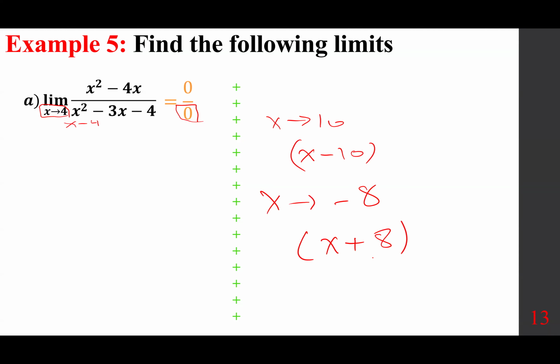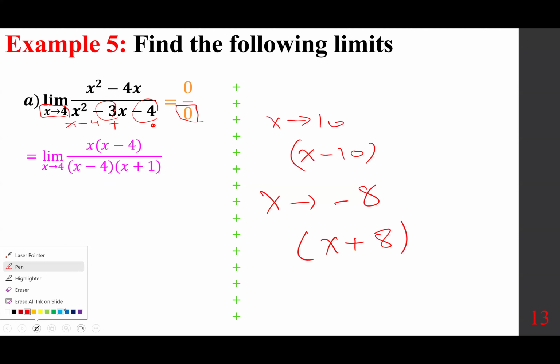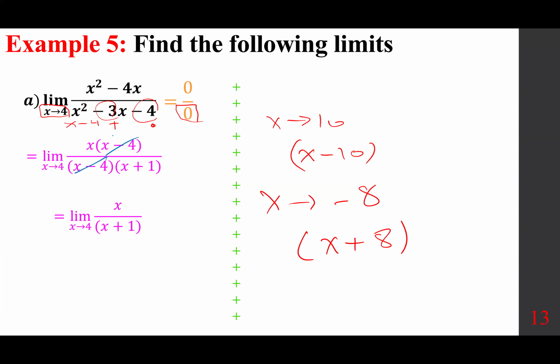Obviously, the top is x times x minus 4. The bottom, you want two numbers. The product is negative 4, and the sum is negative 3. And you can easily see the factored format. You have a factor of x minus 4, you drop it. And now if you plug in, you get 4 over 5 as the final answer. And that's the idea.